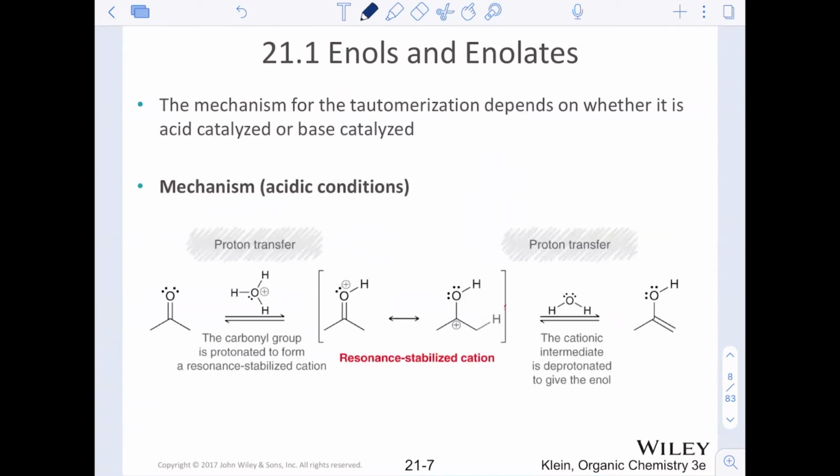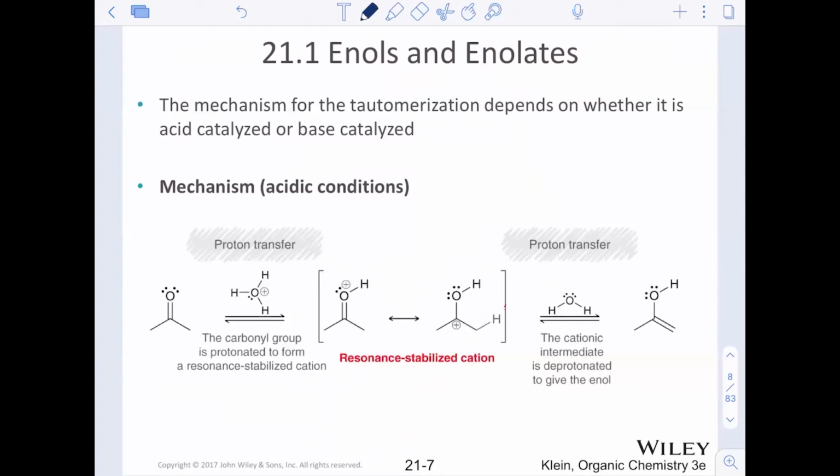So let's just remind ourselves what the mechanism is for tautomerization, whether it is in acid conditions or base conditions. These are both catalyzed reactions. So we use our acid or base in the first step. We do some resonance, and then we'll reform our acid or base.